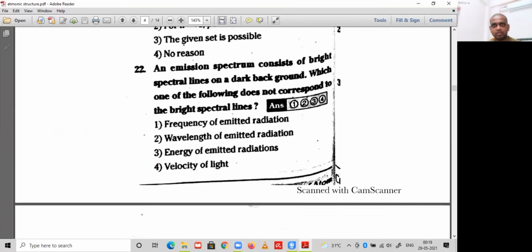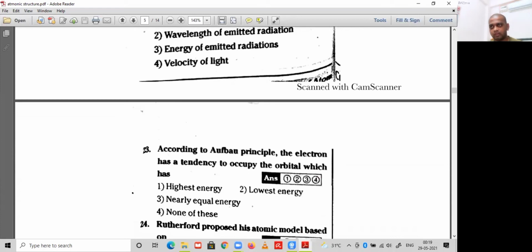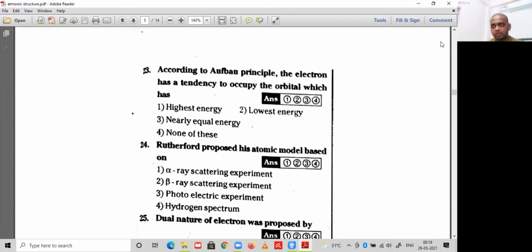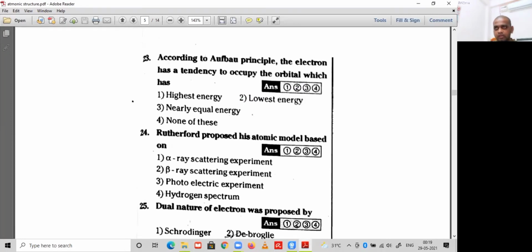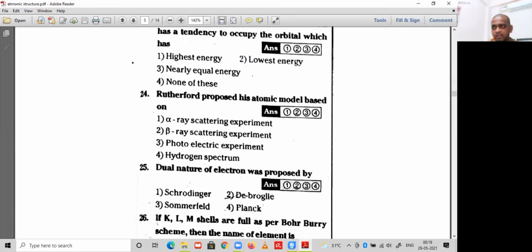And coming to question number 23, according to the Aufbau principle, the electron has a tendency to occupy orbitals which have lower energy levels. So option 2 is the correct option for question number 23. Question number 23 is finished.